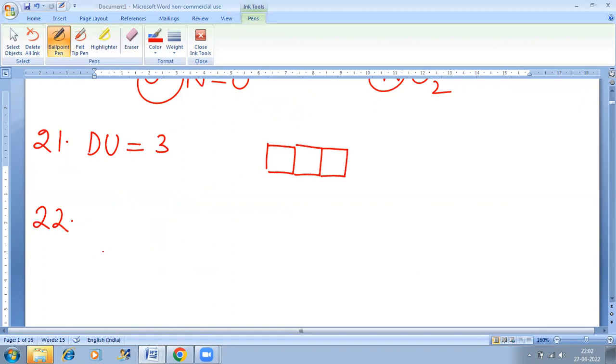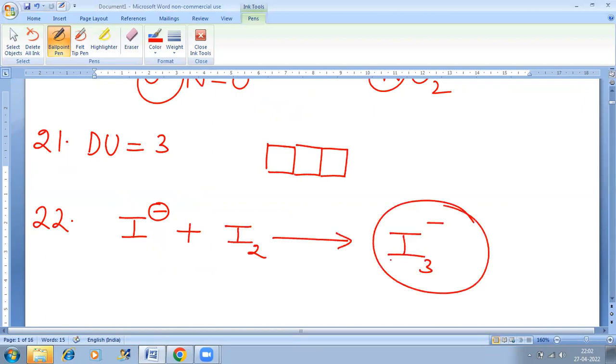22nd question. Potassium iodide contains I minus because iodide means I minus ion. If this is treated with I2, then I get I3 minus. So this is formed and hence correct option is option C.